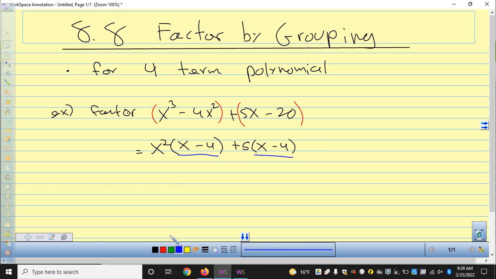Well, now, each of these terms has an x minus 4 in it. So I'm going to factor that out of each of these. And I'm going to write that as x minus 4 times, and when I take the x minus 4 out of here, I'm left with x squared. And when I take the x minus 4 out of here, I'm left with 5.